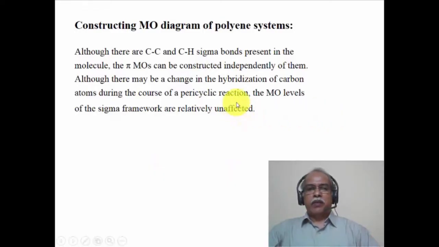Now, although there are sigma frameworks and CH bonds present in every organic molecule, it is the pi framework that is important in the pericyclic reaction. So the construction of the pi molecular orbitals can be taken independent of the sigma bonds, namely the CC sigma bond and the CH sigma bonds. Although there may be hybridization changes during the course of the pericyclic reaction, the molecular orbital levels of the sigma framework are relatively unaffected. So one can independently treat the pi molecular orbitals just like you would do by Huckel molecular orbital theory, for example, without bothering much about the carbon-carbon sigma bonds or the carbon-hydrogen sigma bonds which may be present in the molecular system.